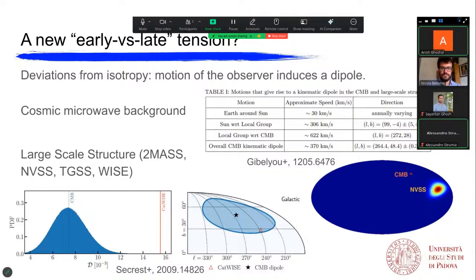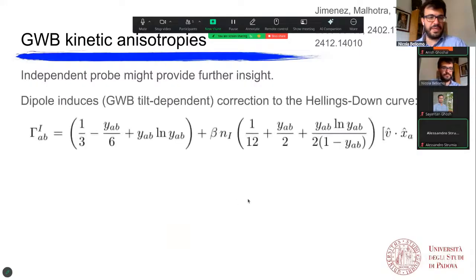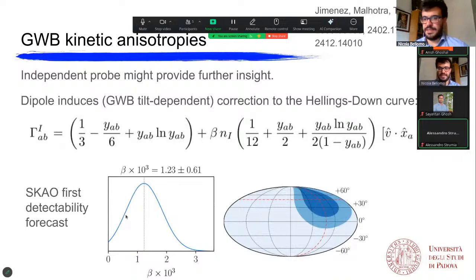2 minutes left. So one way to move forward is to add an independent probe like the gravitational wave background. In fact, if you write the first order correction of the Hellings-Downs curve, we find it's proportional to our velocity through this beta factor. So by measuring the Hellings-Downs curve to high accuracy, we're able to infer the value of the dipole. And current forecasts show us that this is actually feasible with SKAO data.